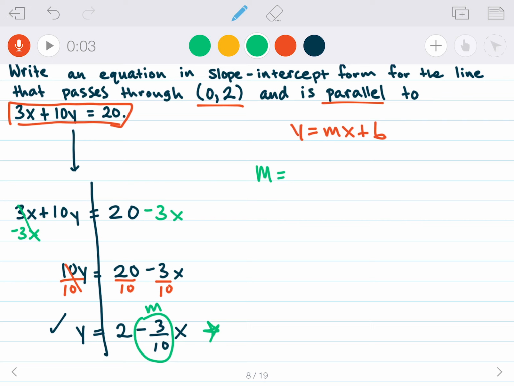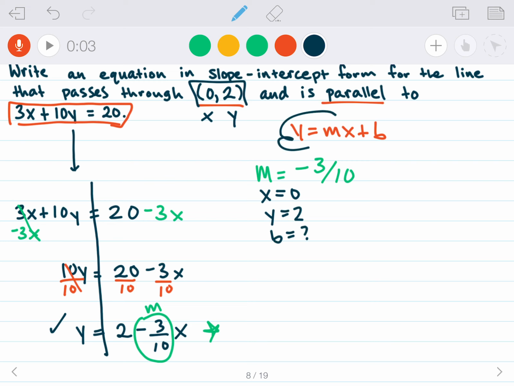We know that the line that we're interested in has a slope of -3 over 10, and it passes through (0, 2). Now, if you want, you can just look at this and say, oh, well, that's the y-intercept, because that's where x is 0. So this is b equals 2. Or you can do the trick that we do, which is we say, okay, well, x is 0, y is 2, let's solve for b. Let's solve for b by using this generic form up here.